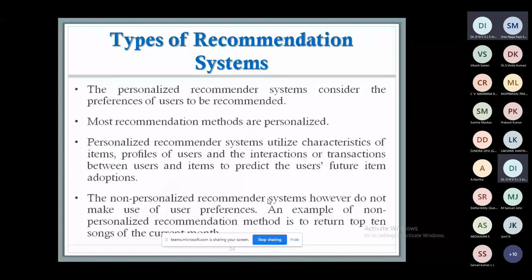Coming to the non-personalized recommender system: it does not make use of user preferences. An example of a non-personalized recommendation method is to return the top 10 songs of the current month.